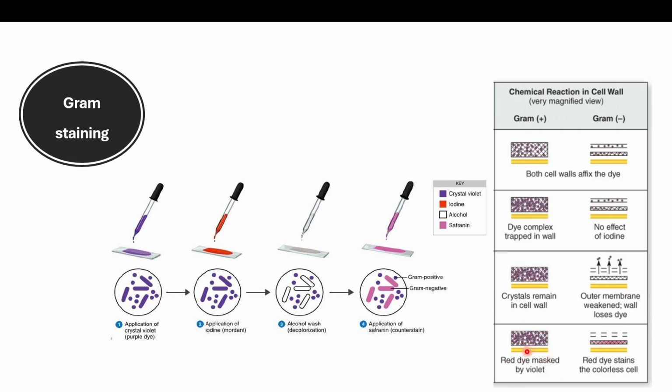And now the counter stain, which is safranin here, is getting masked by the darker violet purple dye, whereas here, since there's no purple colored dye, the alcoholic wash removes the purple dye, and hence it gets stained with safranin, and we can see red or pinkish colored cells under the microscope.